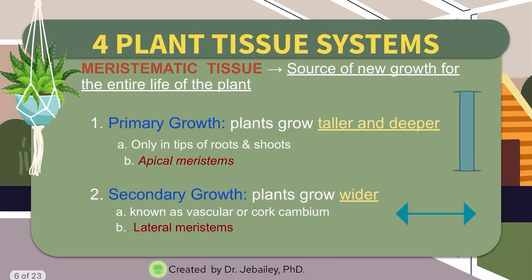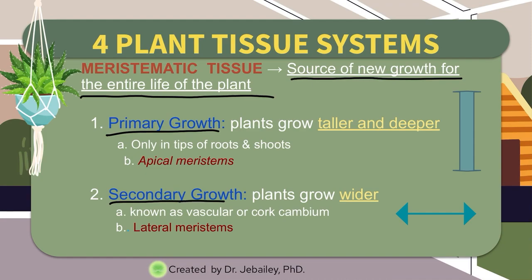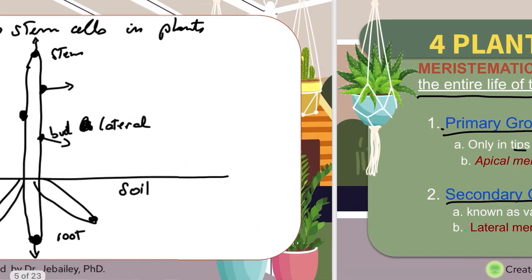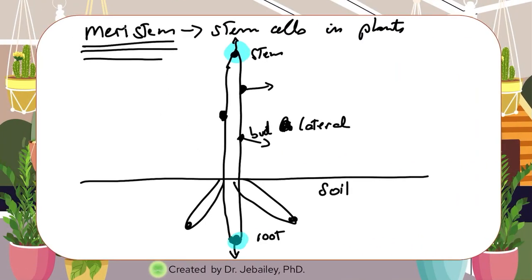So plant tissues, meristematic tissues, these are source of new growth for the entire life of plants, right? There's the primary growth and the secondary growth. When I say primary growth, that means they're going taller or deeper. As you can see, they're getting taller and deeper like this. So this only happens at the tip of the roots and the shoots, and that's what I was talking about here, these parts right here. These are known as the primary growth. So I will put here as a primary growth. That means going up or going deeper down this way.